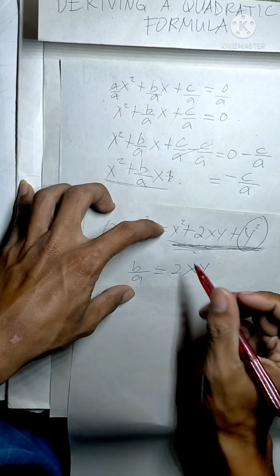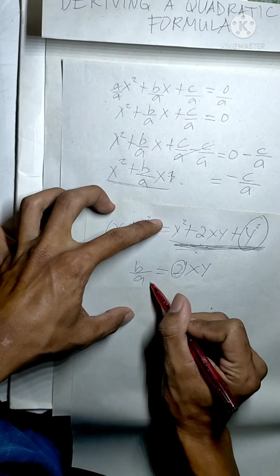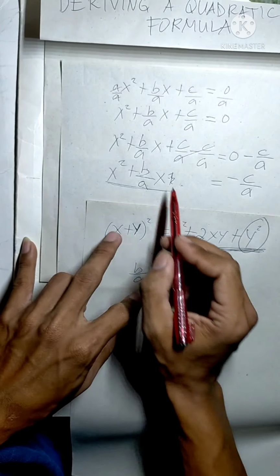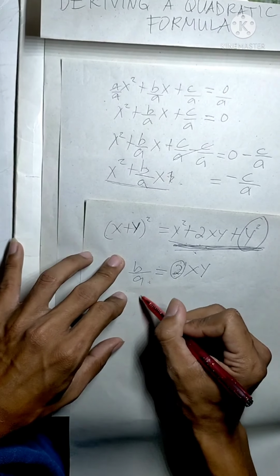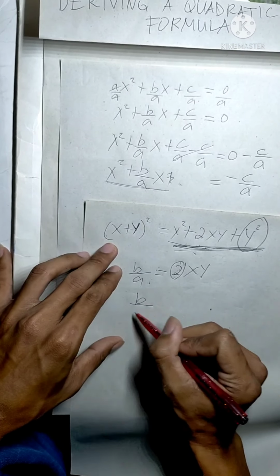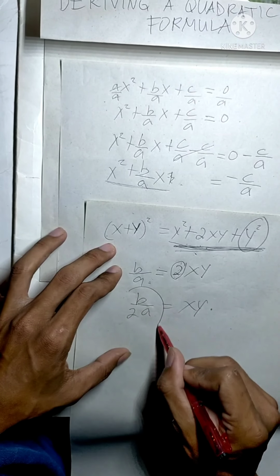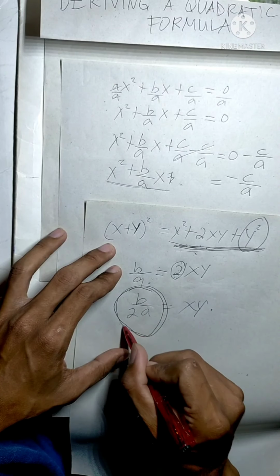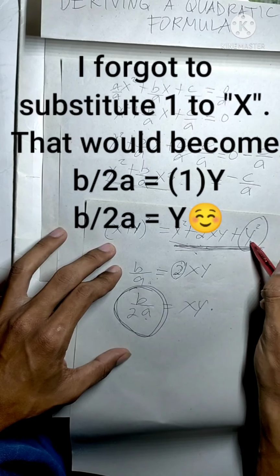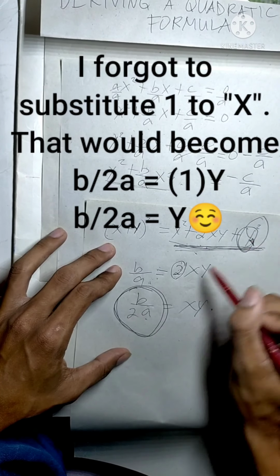Equal. So this 2 here should go to the denominator, not to the numerator. So it should go to the denominator. So this would become 2a equal to xy. So this is what we need. Okay, this is what we are looking for.